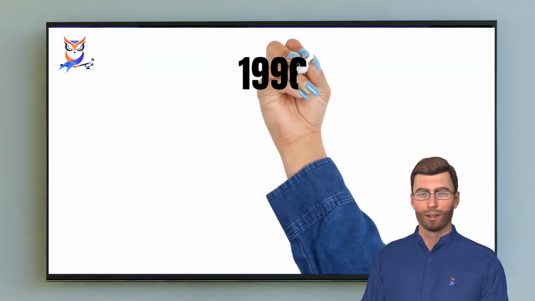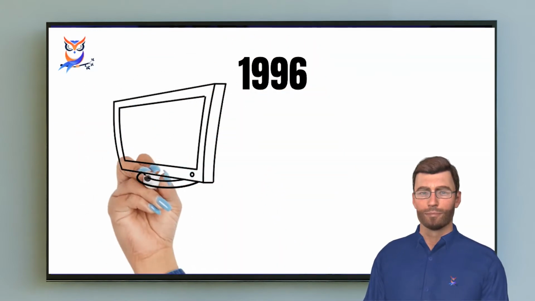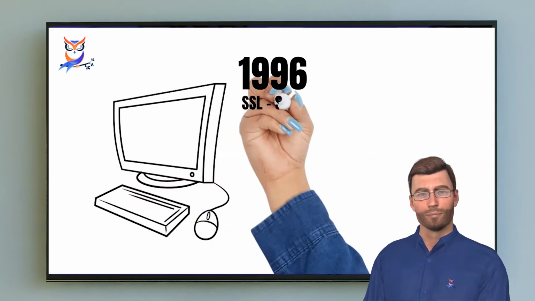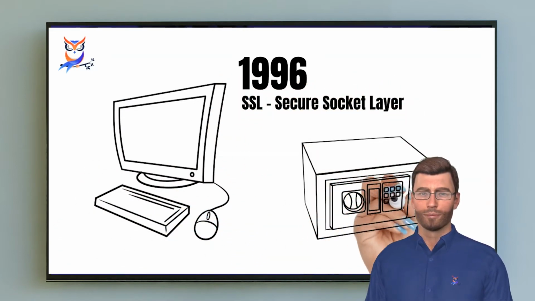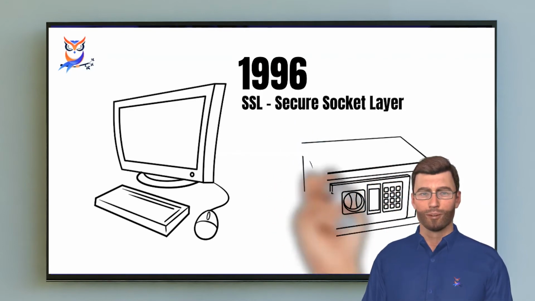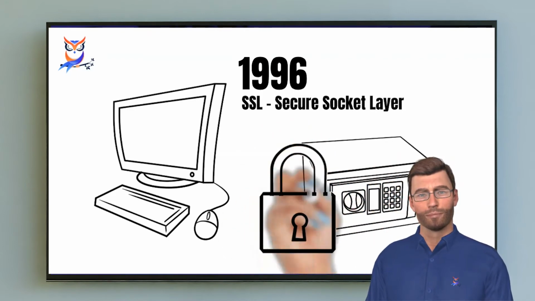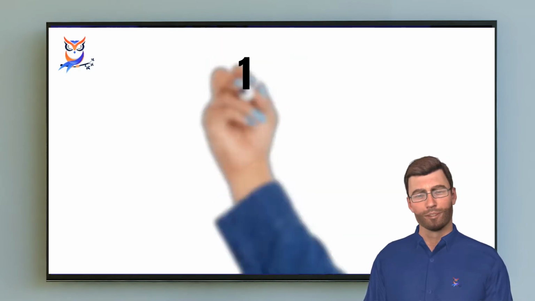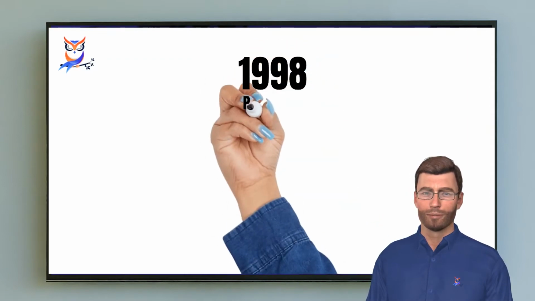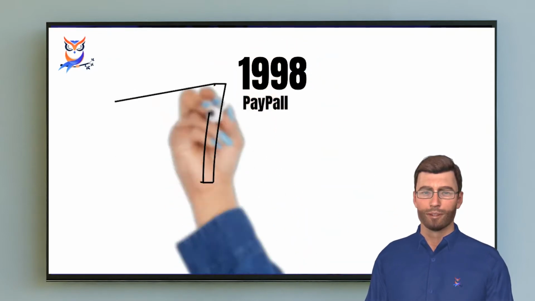Online security is very important, that should be clear. When we communicate with our banks now, we make sure that our connection is secure. This is indicated in our browser with a lock. The technology behind this is SSL, Secure Socket Layer, and dates from 1996. PayPal first made it possible to make online payments in 1998.